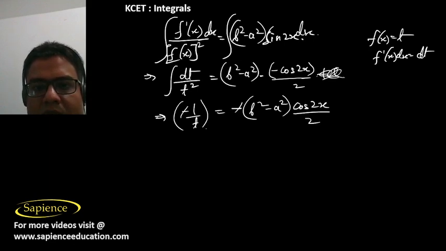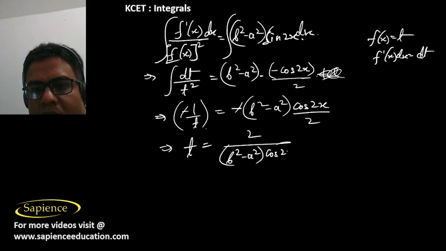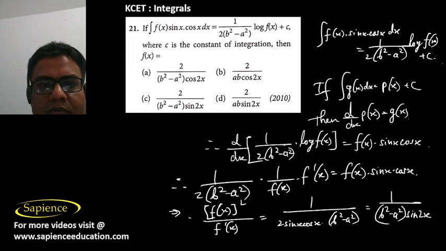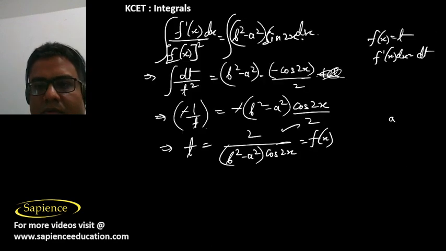So these two will cancel out. So then we can say t is equal to 2 by b square minus a square into cos 2x. So t is equal to f of x, so f of x is this. So it is the option A. Option A is the correct answer.